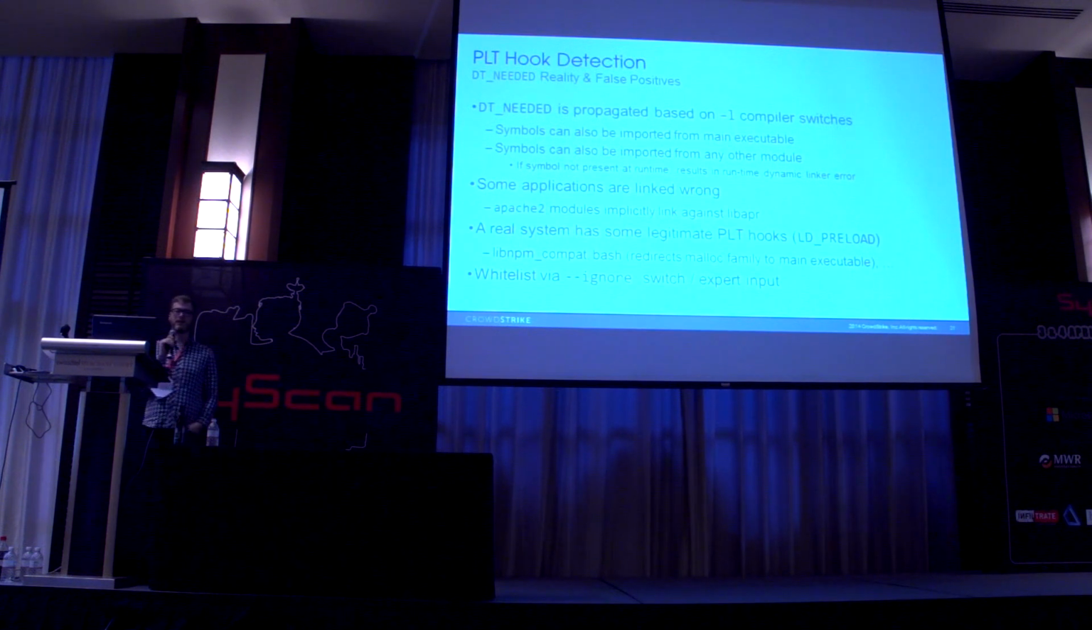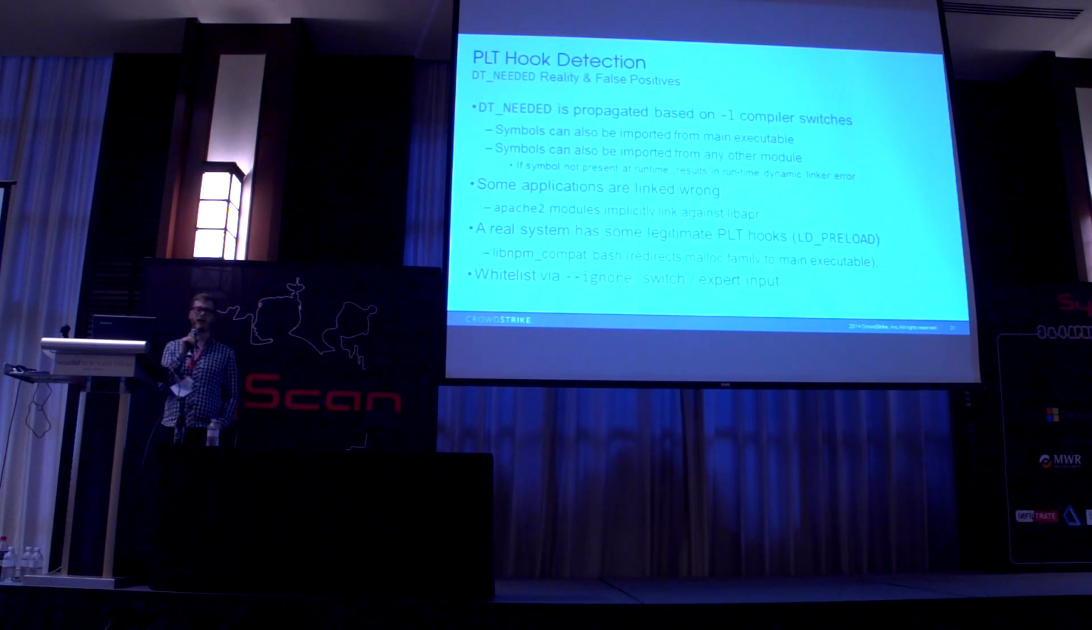Yeah, so DT_NEEDED: how does the toolchain know which libraries are needed? Well, you have these -l compiler switches. And this basically then ends up in the executables. So yeah, symbols can be imported from main executables, but also from any other module. And if it's not present, it's a linker error.